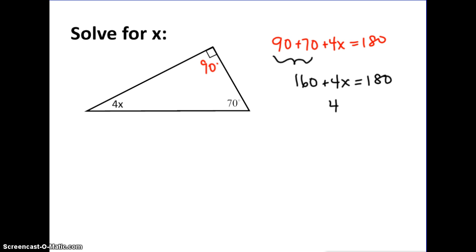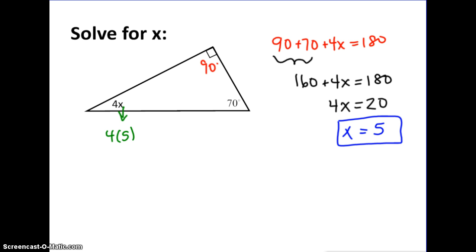Subtract 160 from both sides. So 4x equals 180 minus 160, which is 20. Divide both sides by 4. x equals 5. So we are actually done there. We don't have to plug it back in. If we wanted to check our answer, we could plug in 4 times 5 is 20. 20 plus 70 plus 90 is 180. I know I did this correctly.